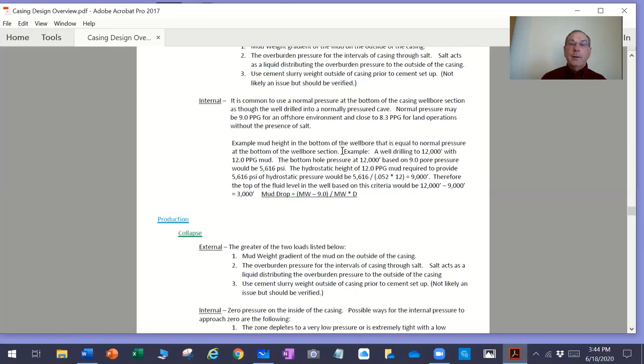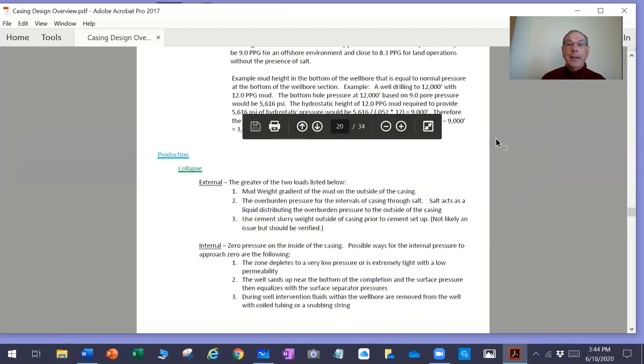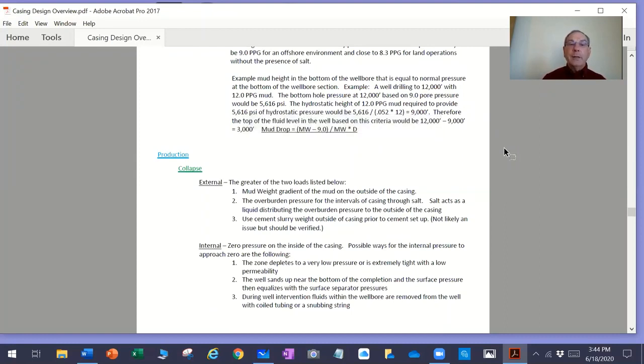So we'll see that on examples when we look at the collapse example that I go over later. Now, the production load case criteria for collapse is that the external pressure is either the mud weight on the outside of the casing, the overburden pressure for salt if it goes through salt, or the cement slurry weight. So it's the same criteria on the outside for production.